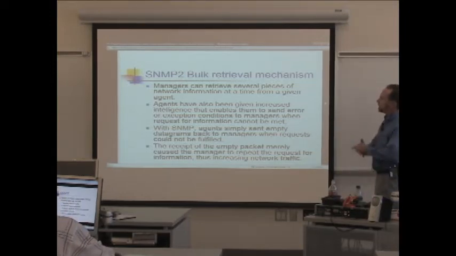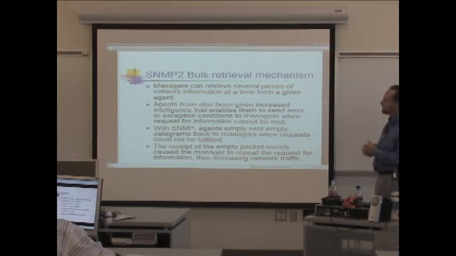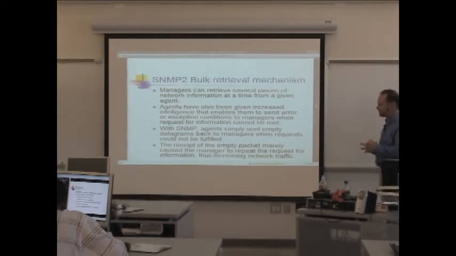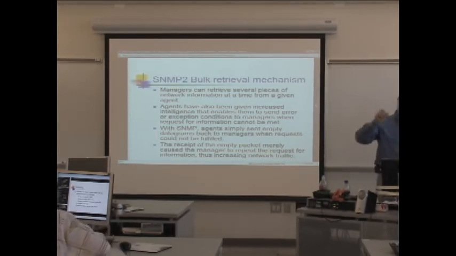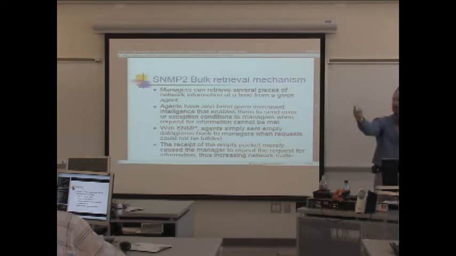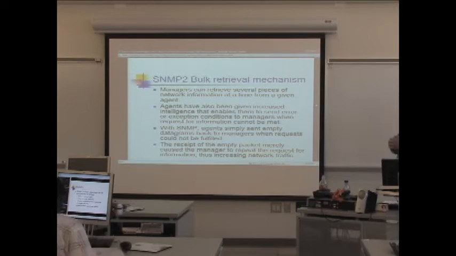SNMP2 offers what they call a bulk retrieval mechanism. The managers can retrieve several pieces of network information at a time from a given agent. That was the other problem with the old SNMP, it would only request one piece of information per transaction between the management system and the device. So with SNMP2 now, the management system can say, I want a whole bunch of different pieces of information in one request, and then get a response back from that.